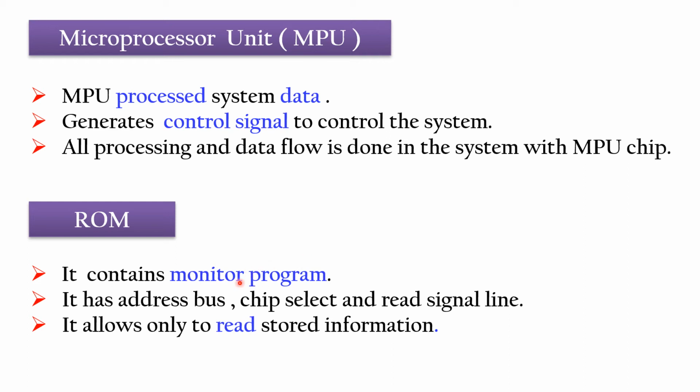It has an address bus, chip select and read signal line. Okay, it doesn't require a write signal, right? Because we can read from ROM. We cannot write in ROM. It allows only reading the stored information. Yeah, that is program memory, ROM.